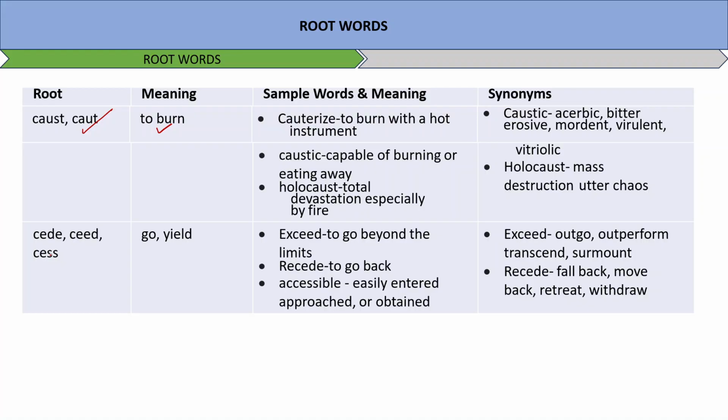Next, ceed means go or yield. Exceed, to go beyond the limits. Recede, to go back. Accessible, easily entered or approached or obtained.